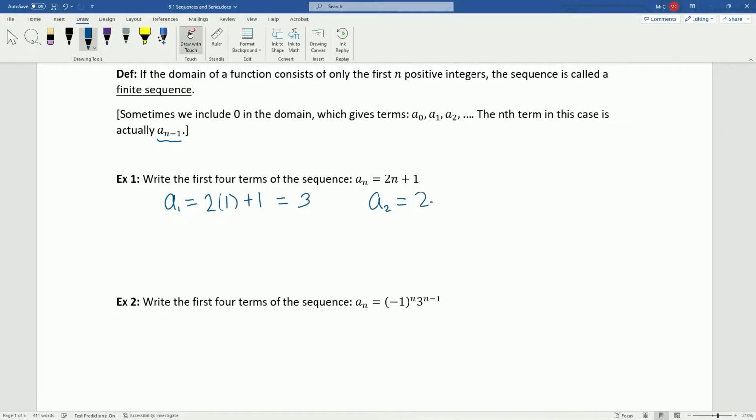A sub 2 is 2 times 2 plus 1. That's 4 plus 1. It's 5. A sub 3 is 2 times 3 plus 1. That's 7. And a sub 4 is 2 times 4 plus 1. That's 9.